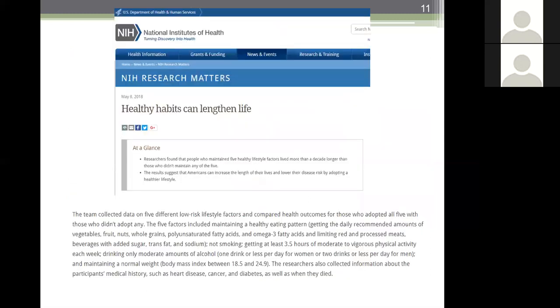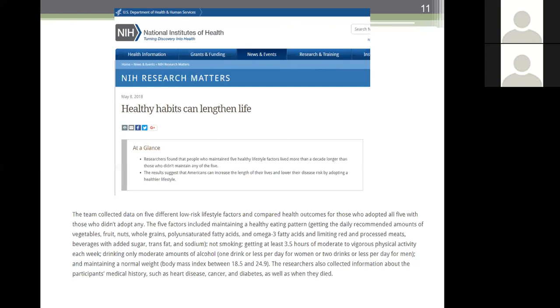For example, the National Institutes of Health just published this. You can see the date, May 8th. Healthy habits can lengthen life. So this would be important information. It turns out that if you have these certain healthy habits going, then research shows that your life expectancy goes up as compared to those people that don't have these healthy habits. And they go up significantly, 13, 14 years. And so these are not crazy things to do.